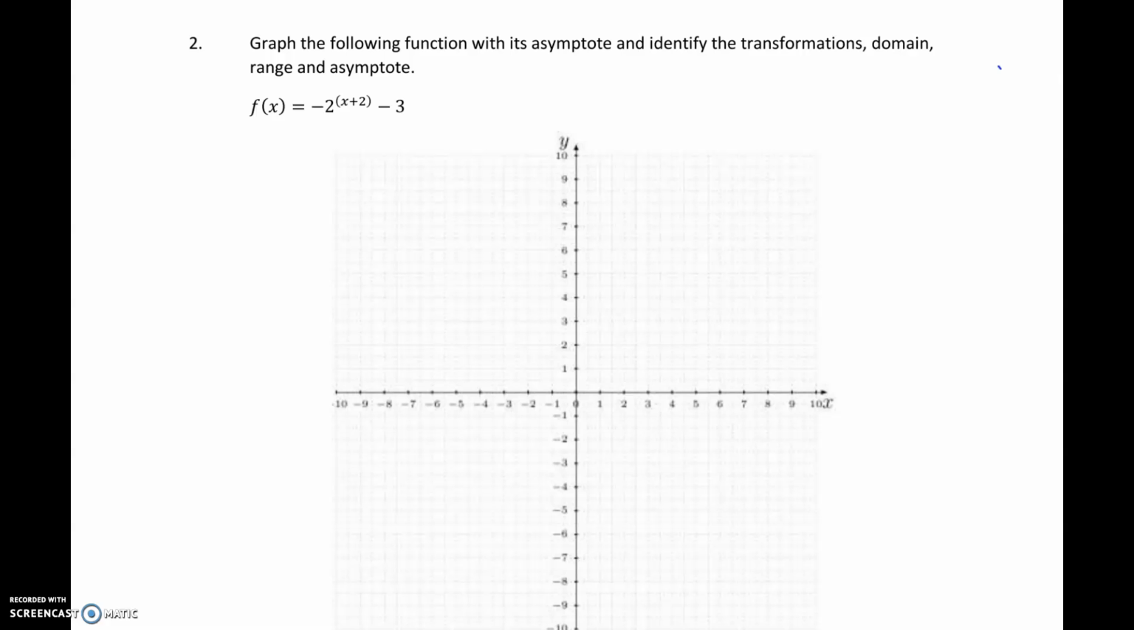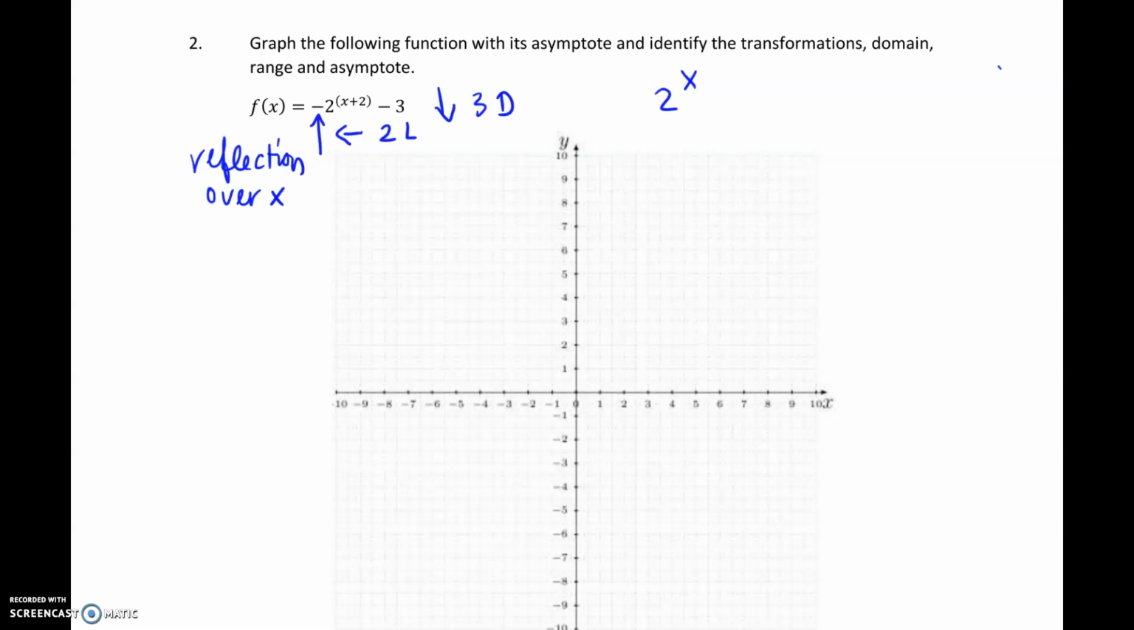This is the second graph over here. Our parent function is 2 to the x that's being transformed. Plugging in the x plus 2 instead of x means it's moving 2 left. Then we have the negative sign, which is a reflection over the x-axis. And then the last thing is the minus 3, which is 3 down.